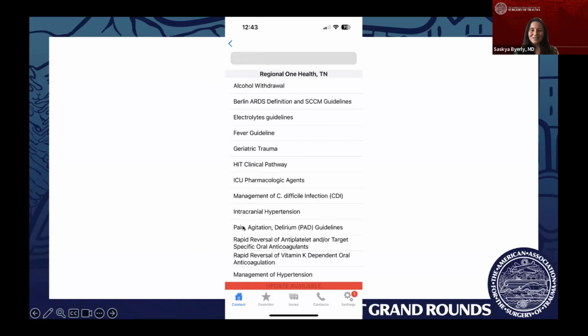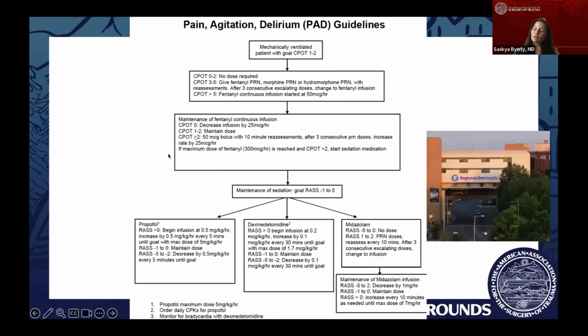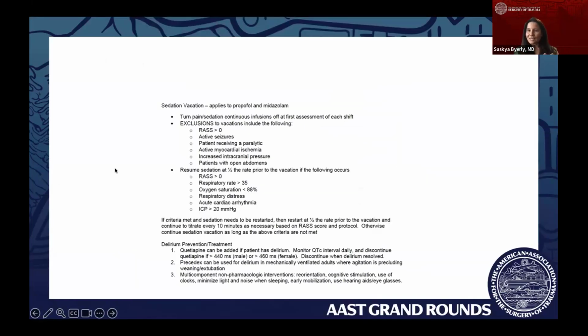And then you'd go to pain, agitation, delirium, the PAD guidelines. You can't really read this super well, but if you were to blow it up a little bit, it looks like this. You can see we use CPOT as our validated score, and we also have RAS in here for the sedation part of the protocol. I'm not going to go into the specifics of that because I don't think anyone's super interested in it. But this is just what appears in the app.